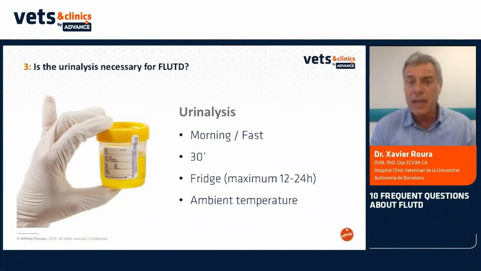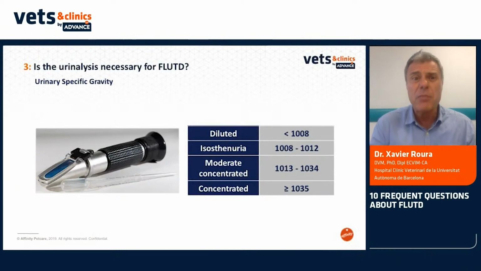Then, if we have this sample in the fridge, remember that before doing the urinalysis, it can spend a maximum of 24 hours in the fridge, and before doing the analysis, we need to bring the urine back to ambient temperature, in order to avoid several mistakes that could appear with this urinalysis. In fact, what is important for feline urinary tract disease?